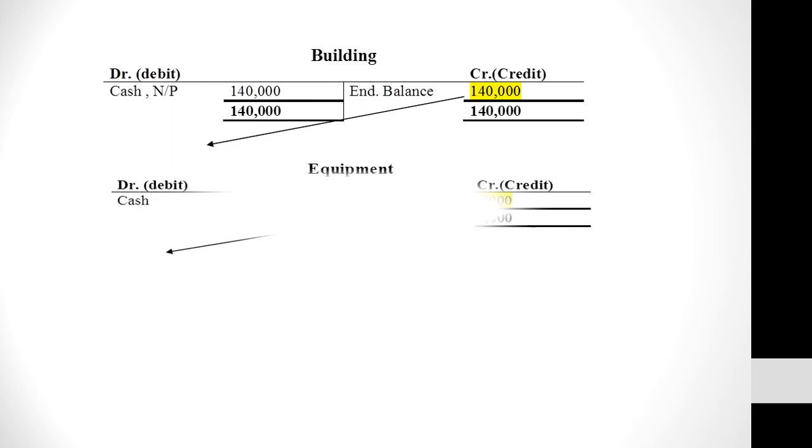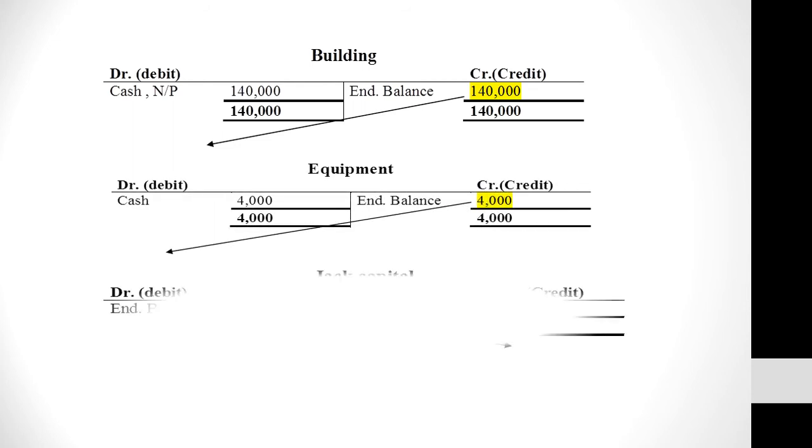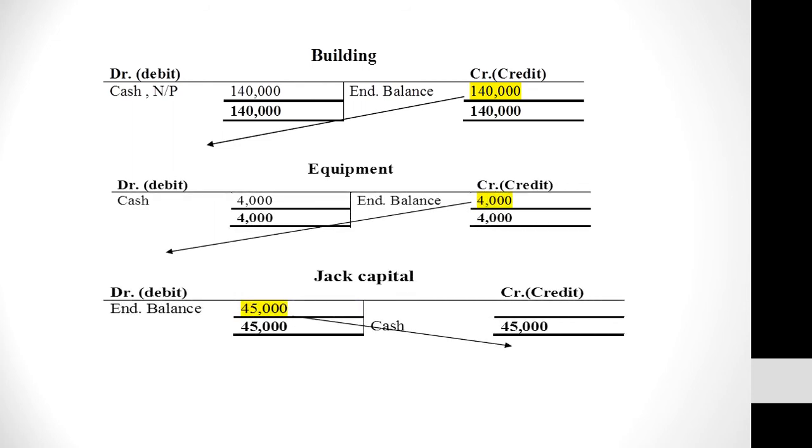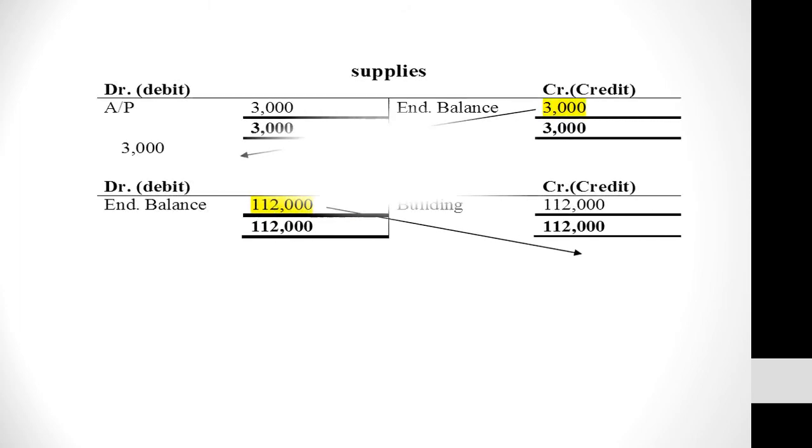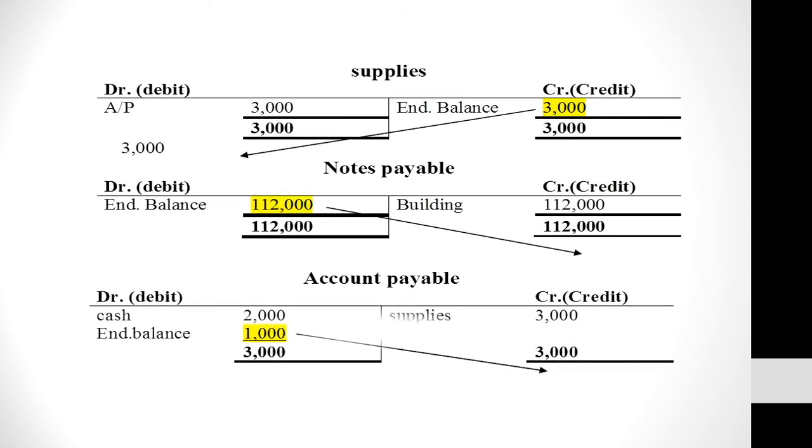I'm going to continue doing this for all the accounts we have: for building, for equipment, for Jack Capital. I'm going to transfer and post all the figures of these accounts from the journal to their place within the ledger. We keep doing this for supplies, notes payable, accounts payable.